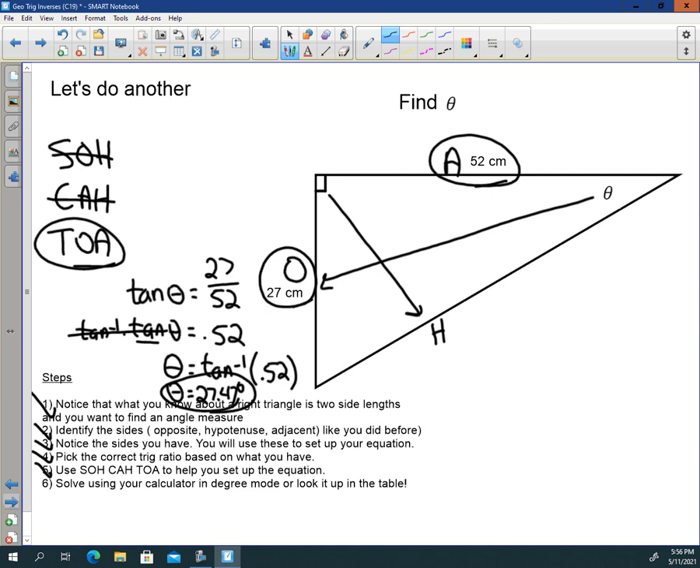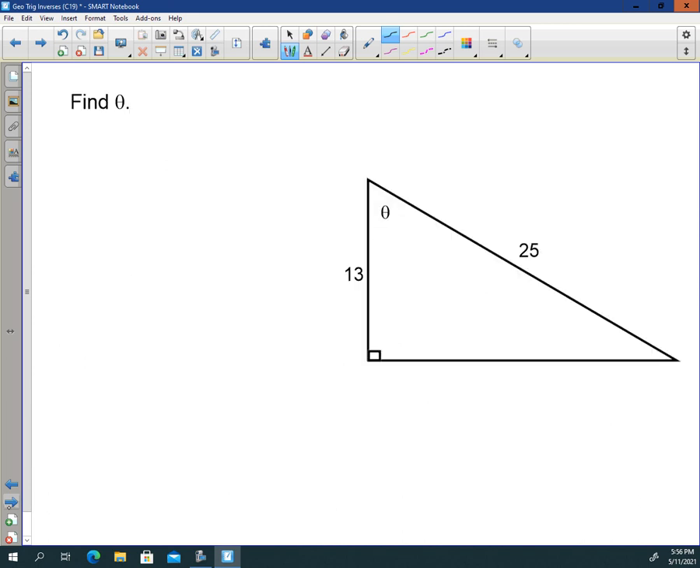The steps are mostly the same, and you use your calculator slightly differently, but almost everything is exactly like what we were doing when we were doing trig ratios. All right, we'll do one more. Okay? First step, notice we have two sides of the right triangle, and we want an angle. So we're going to use an inverse trig function.